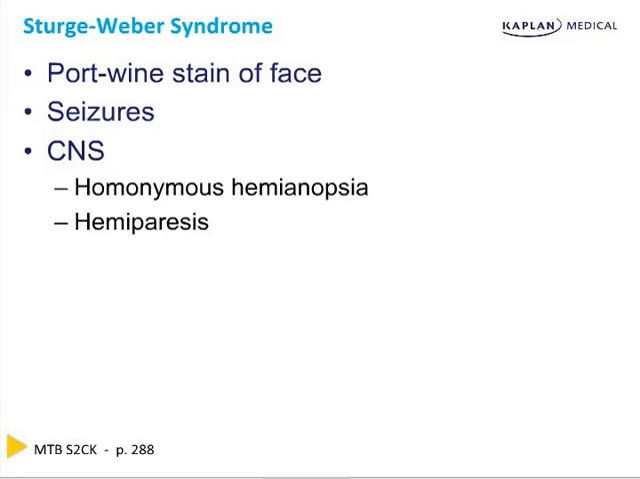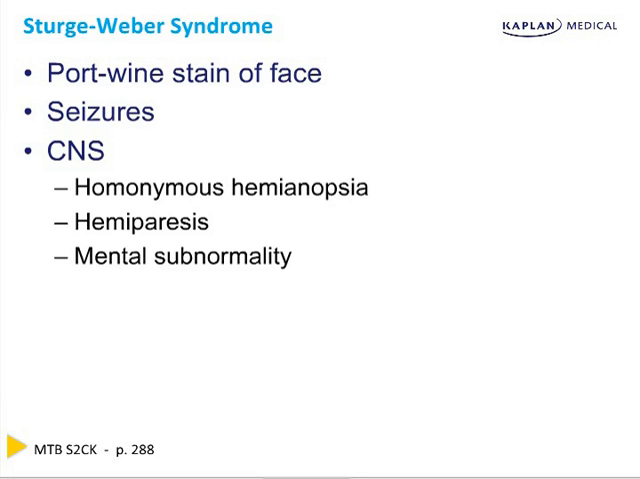You may be wondering, by the way, what is the difference between hemiparesis and hemiplegia? Well, one is worse than the other. Which one is worse, hemiparesis or hemiplegia? The one that's worse is hemiplegia. So hemiparesis is what you get in Sturge-Weber. And hemiparesis just means it's weak, but not paralyzed.